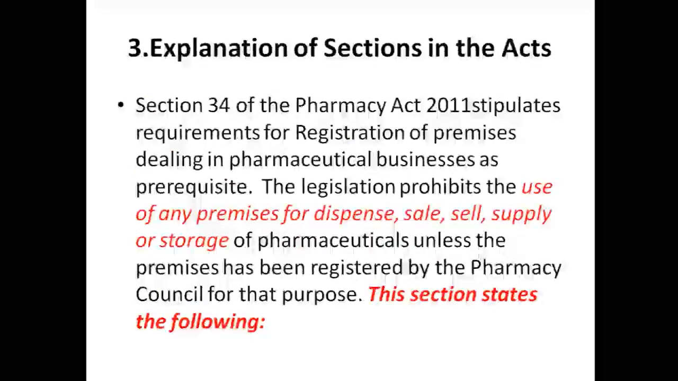Now let us see the explanation of sections in the acts. Section number 34 of the Pharmacy Act 2011 stipulates requirements for registration of premises dealing in pharmaceutical business as requested. The legislation prohibits the use of any premises for dispensing, sale, supply or storage of pharmaceuticals unless the premises has been registered by the Pharmacy Council for that purpose.